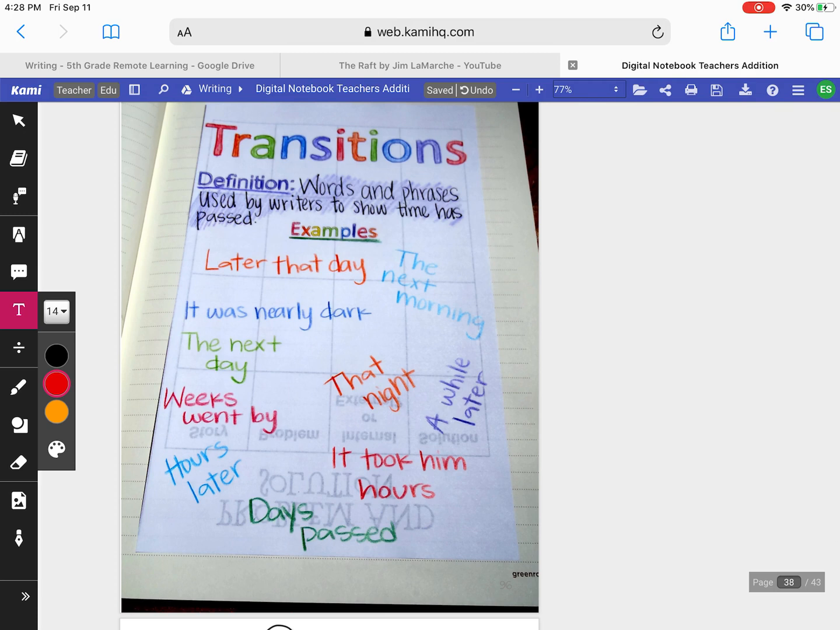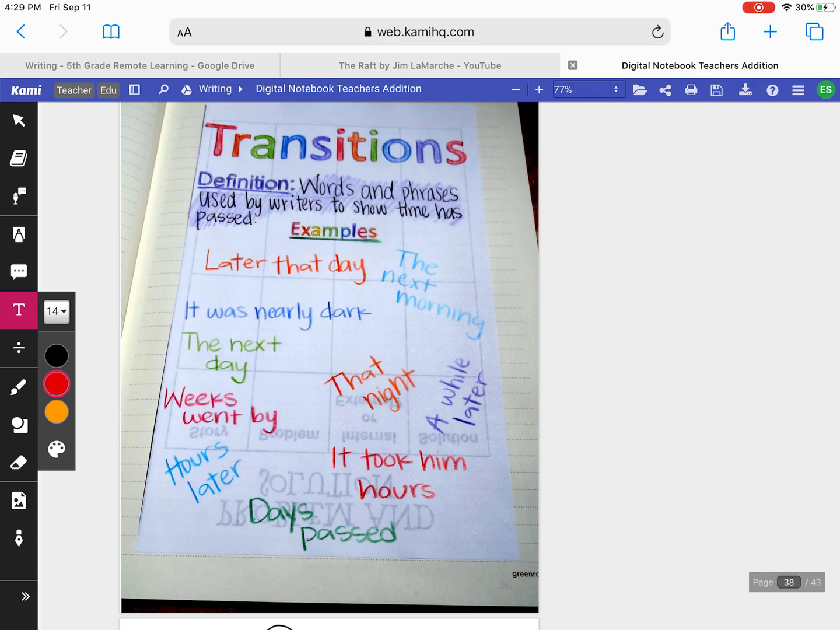So you might say, later that day, Sally went to the park. The next morning, she brushed her teeth. You might say, that night they had a bonfire. In any story, there are typically characters and time is going by. And in order to be a good writer, you need to let your reader know how much time has gone by without being boring about it.